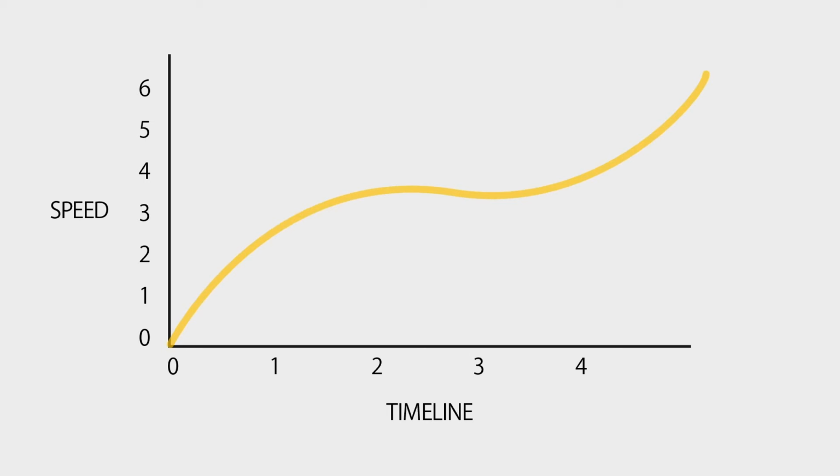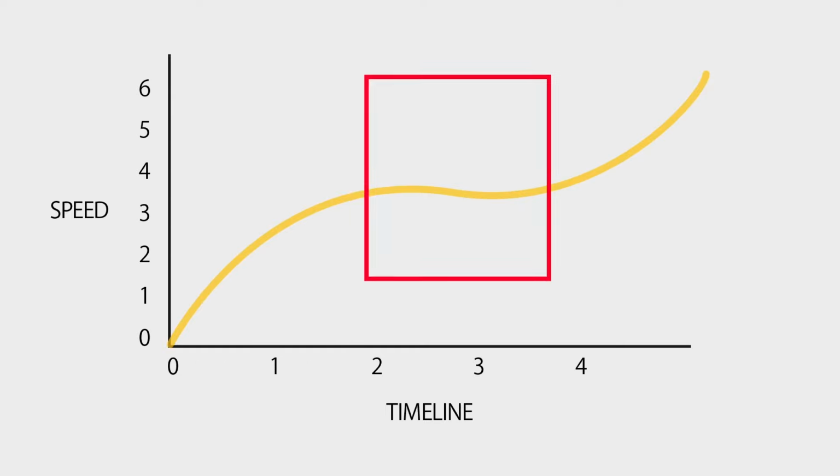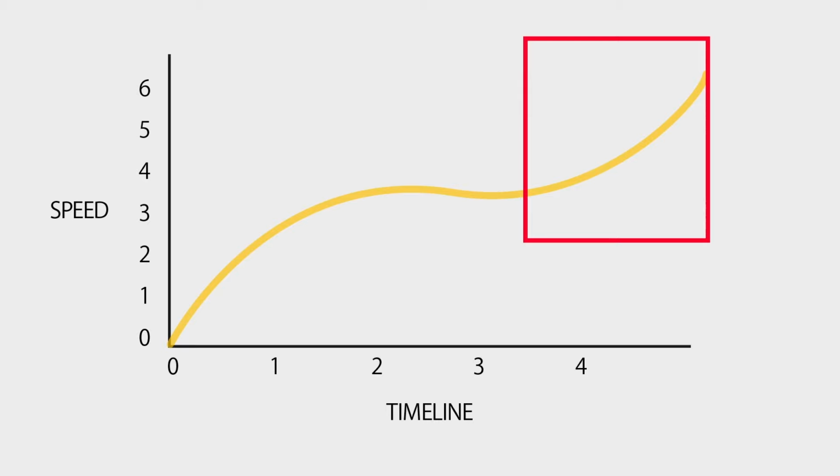Now let's take the most commonly used velocity graph, which you can see right now. At the beginning the curve is going up, which means the speed is increasing, so your video will be fast here. At the center you can see that the curve is not going up that much, so the video will be slow here, and at the end it is again going up, so it will be fast there.